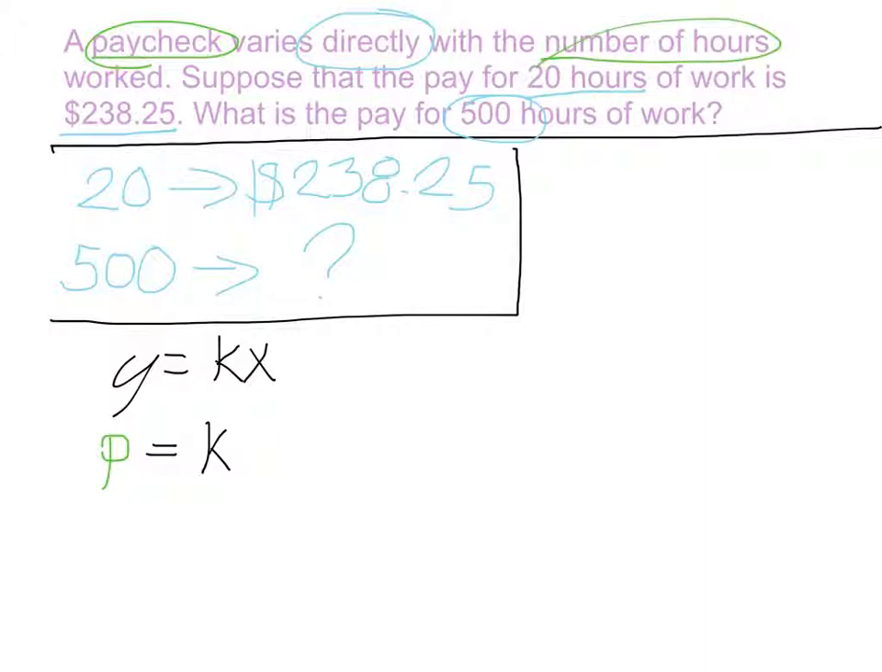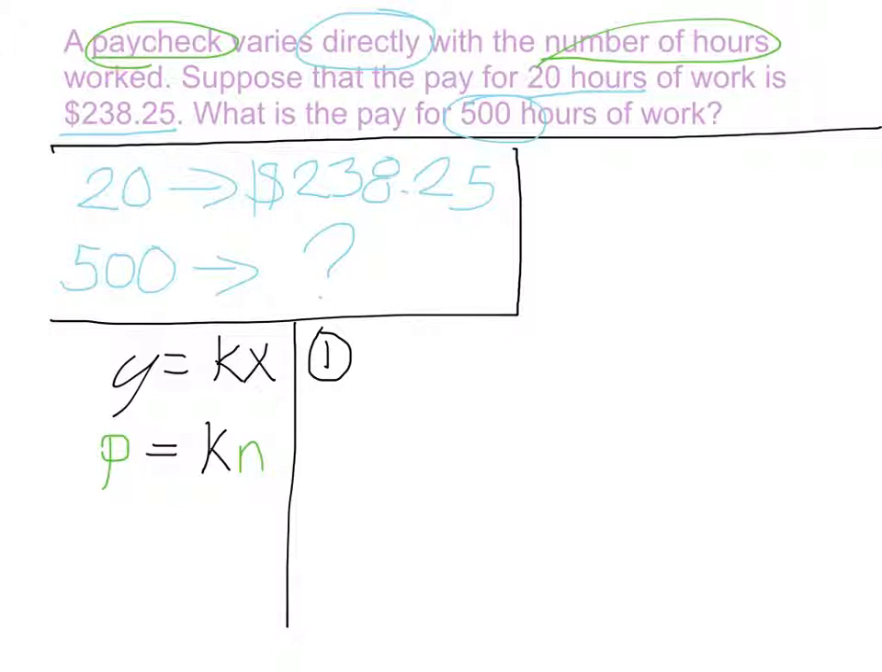And I'm going to put in for number of hours maybe n. So I have now that my pay is equal to k times the number of hours that I work. So we really need to deal with these problems in 2 steps. So first, let's think about the first step. Our first task is going to be to find k.